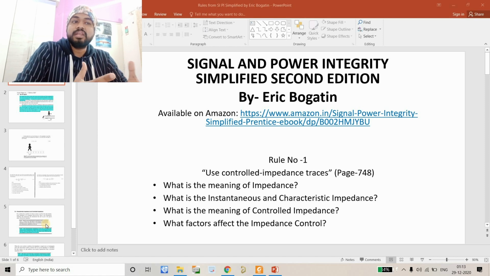Again, what is the meaning of controlled impedance? When can we say our impedance is controlled throughout the track? Another thing we're going to discuss is what factors affect the impedance control. That is also an important topic. We'll discuss which factors, either in our layout or in our stackup, affect the impedance control. So let's start the tutorial.